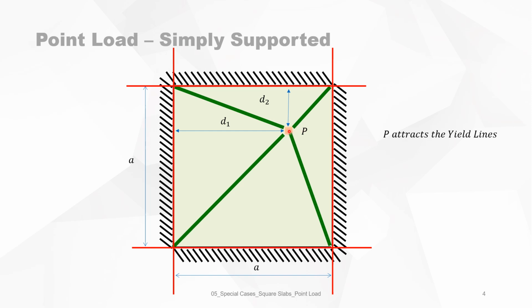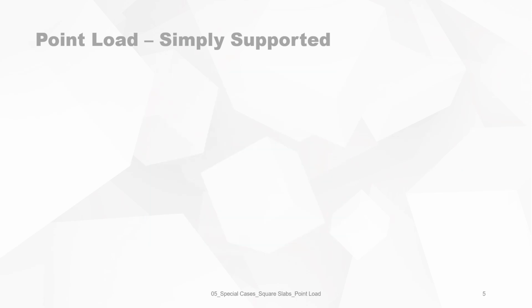It's obvious that when P is too close to the edge, the yield lines are not realistic because theta, the angle of rotation, is too big. So I recommend that the values of d1 and d2 should be situated between 0.2a and 0.8a, so that you have at least a decent distance between the point load and the edge of the slab.